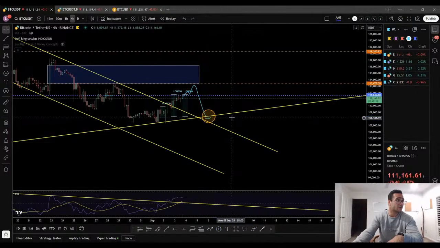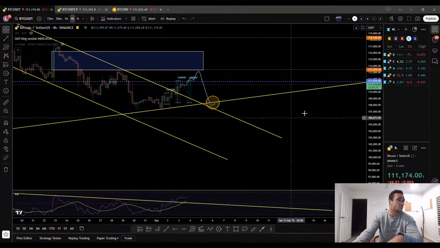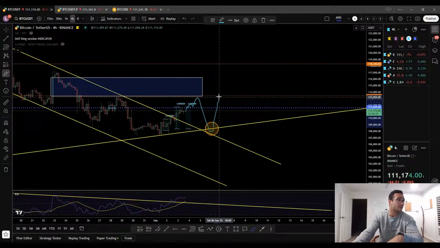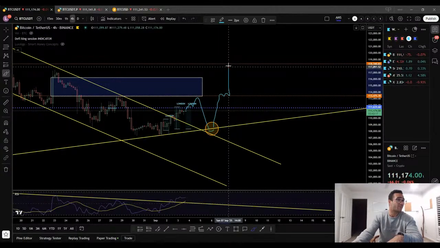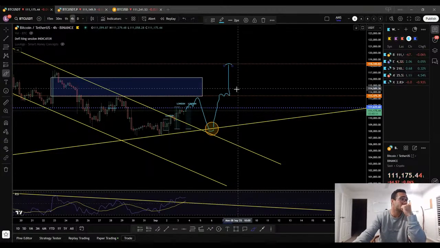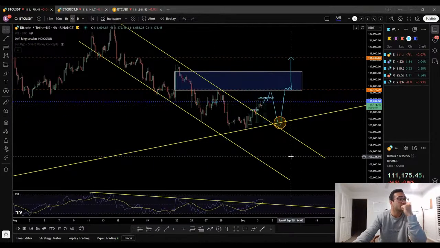All right, so there. Then bounce off there, break through the blue, sideways action here, pump to the 118 level. I don't know. This is obviously just playing with the charts right now.